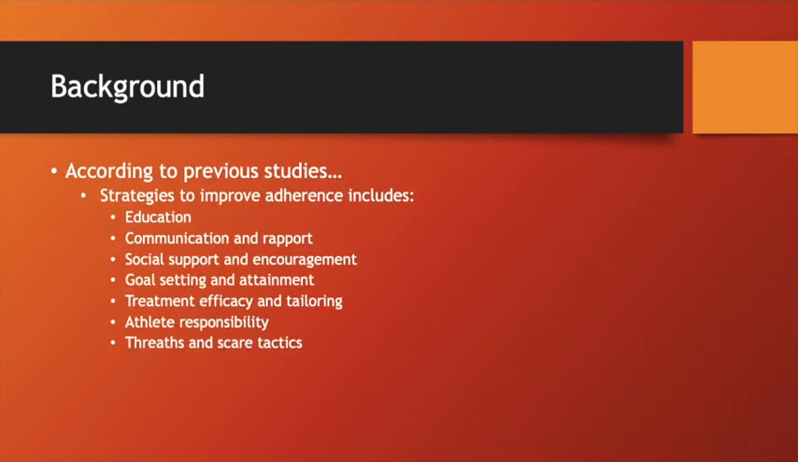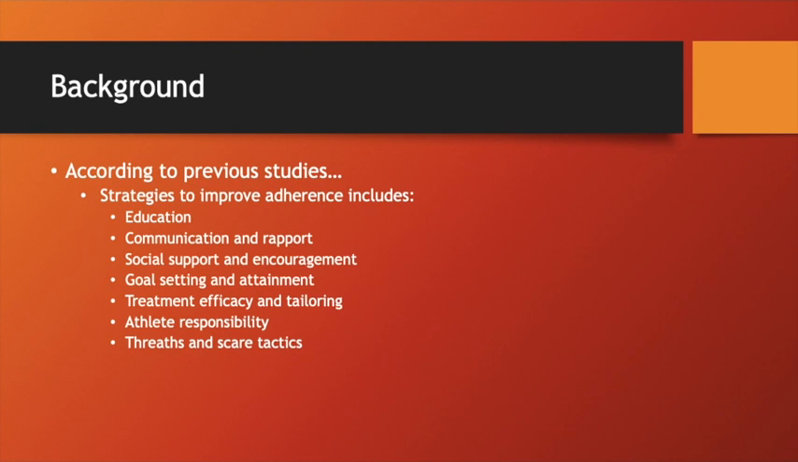According to previous studies, some of the strategies that can improve adherence include education, meaning us athletic trainers teaching what adherence can do to the outcome of their rehabilitation, or telling them the purpose of why they are in rehabilitation and why adherence is important. Communication and rapport. It is important that we communicate with our student athletes in regards to their rehabilitation. We also need to build this relationship in order for them to trust us.